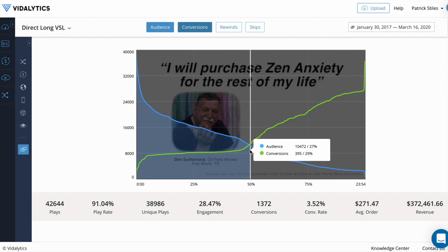We actually call this internally the conversion inflection point, right? Where that audience engagement and the conversions meet each other and the conversions just take off. That's what you want to get to.